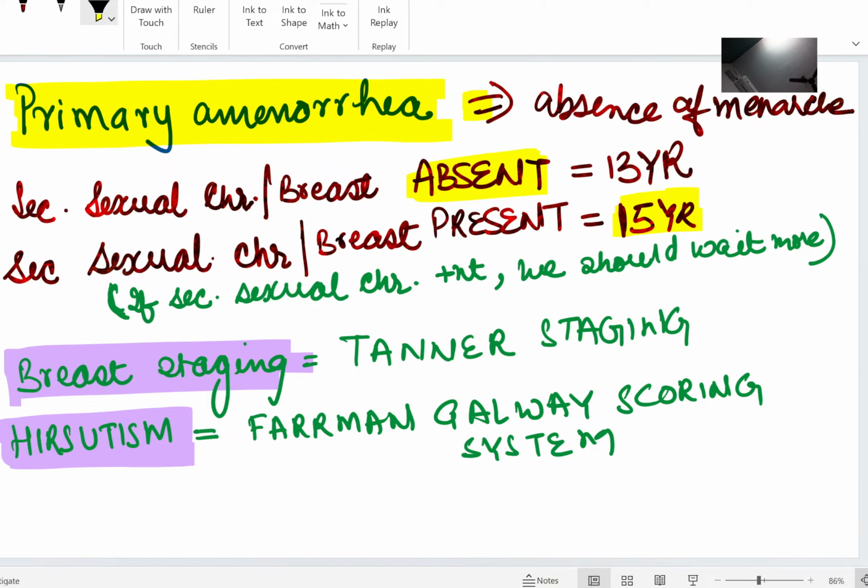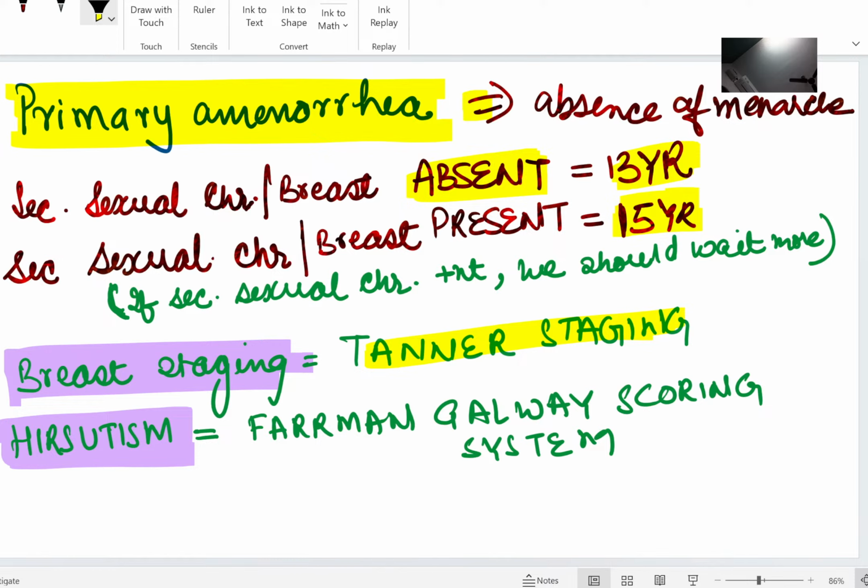Now the breast staging is done by which system? The breast growth is estimated by which system? Tanner staging. And here I would like to tell you about hirsutism. Hirsutism, the hair growth in a female, is estimated by the Ferriman-Gallwey scoring system. You have to learn both these names.